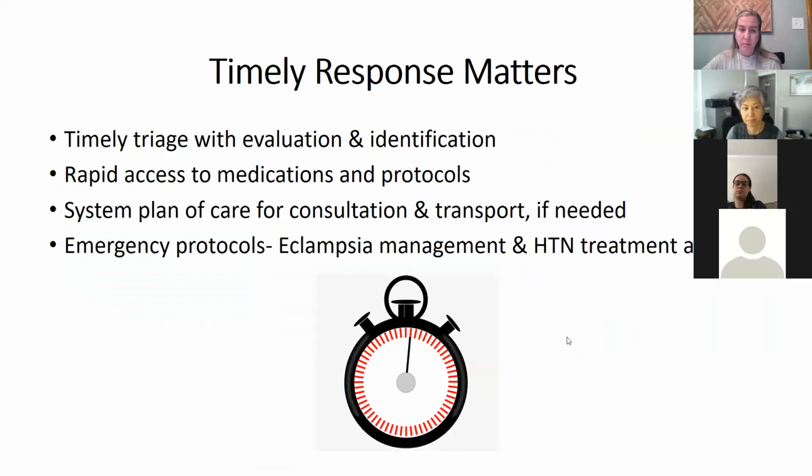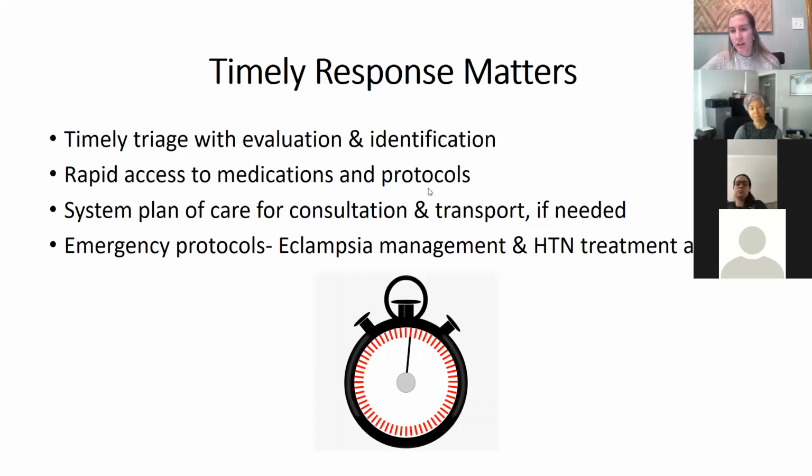So timely response matters. So timely triaging with evaluation and identification. For example, if you have a patient come in, if you are working a triage unit, or maybe your patient's postpartum, right? Maybe she's 2 days postpartum and she's almost getting ready to be discharged. And all of a sudden she says, I have this really bad headache. I'm not feeling well. I need to do her blood pressure and it's elevated, right? So we really need to make sure that we're identifying these symptoms, and then we see that high pressure, we should move.